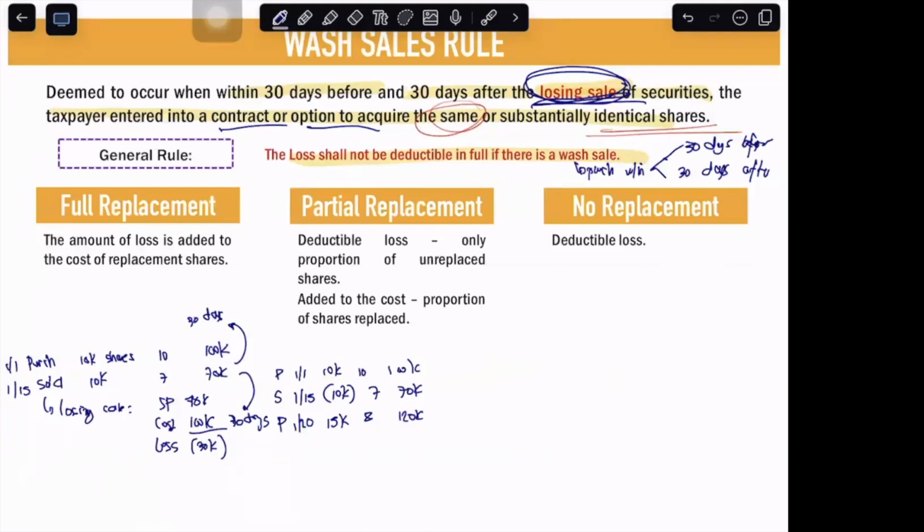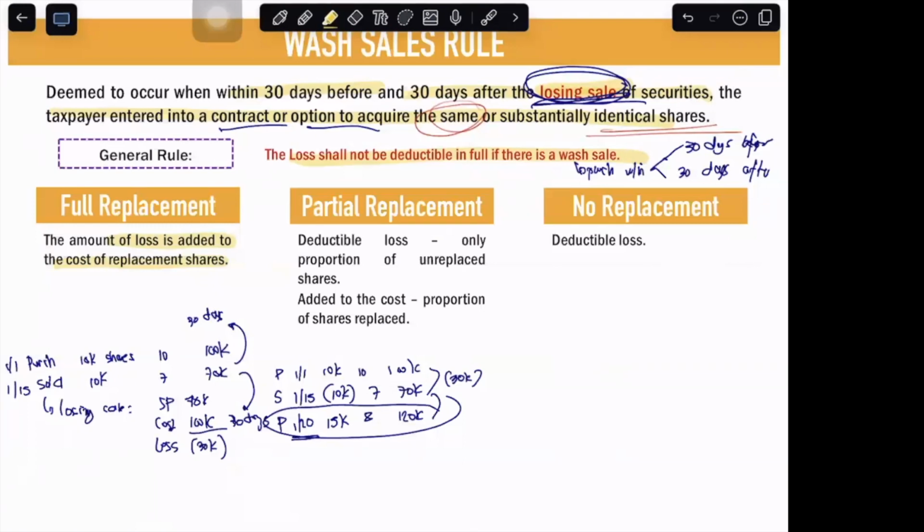Question. On our losing sale, we have a losing sale here, right? 30,000. Is there a purchase within 30 days before or 30 days after, a wash sale transaction? Yes, that is on January 20. So after the sale, we have an incoming purchase transaction on January 20. So sir, what is the rule then on that wash sale? If there is a full replacement, the amount of loss is added to the cost of replacement shares.